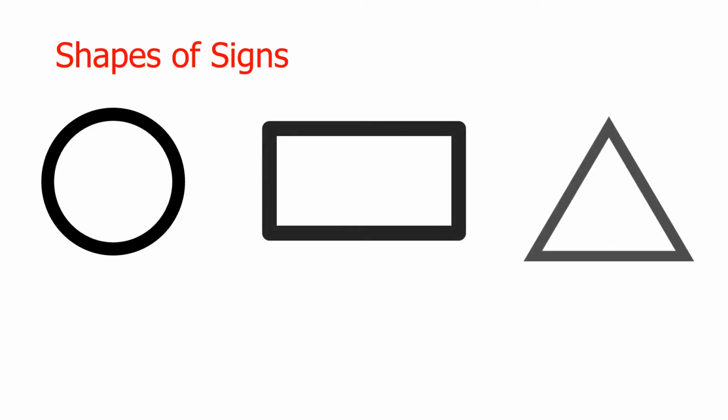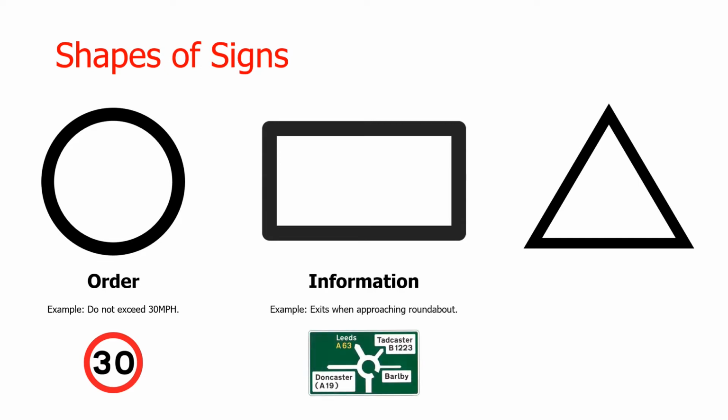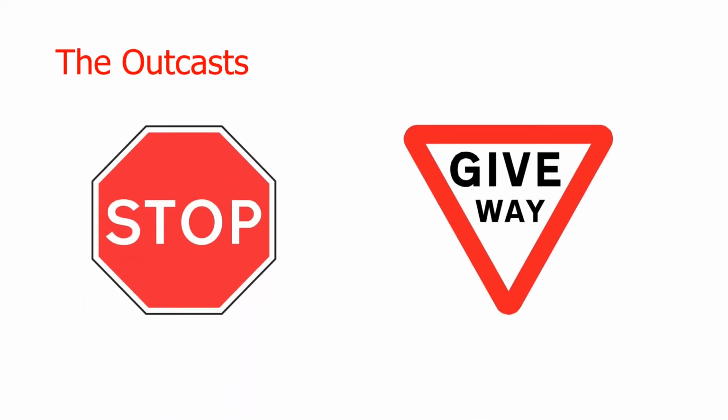So let's look at some shapes of signs. Obviously we have the circle sign, the rectangle sign, and the triangle sign. The circle signs generally mean orders, such as do not exceed 30 miles per hour. As for rectangle signs, they tend to mean information, such as exits when approaching a roundabout. And triangle signs tend to mean hazards, such as roadworks up ahead. There are some outliers to this rule, and that is the stop and give way sign. The stop sign is an octagon and the give way sign is an upside down triangle, so they're easily identifiable.